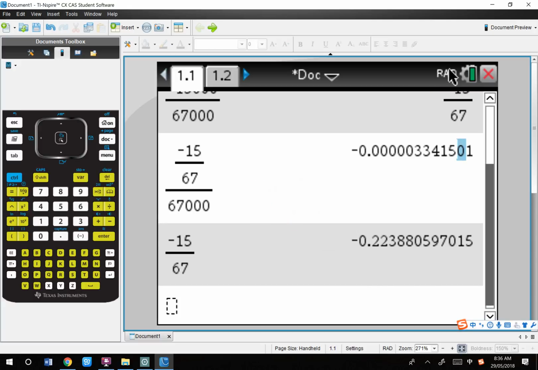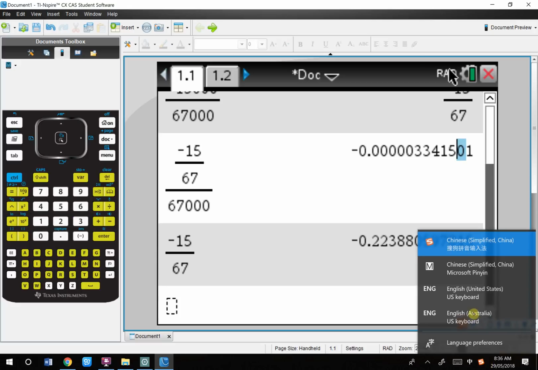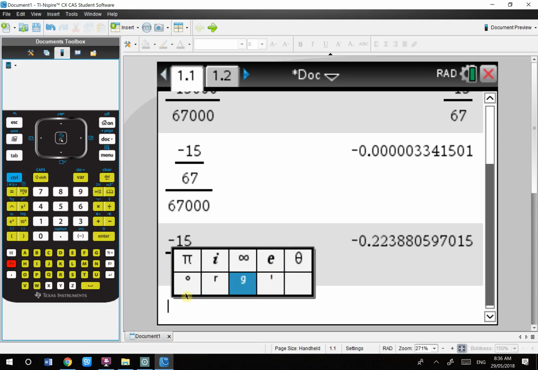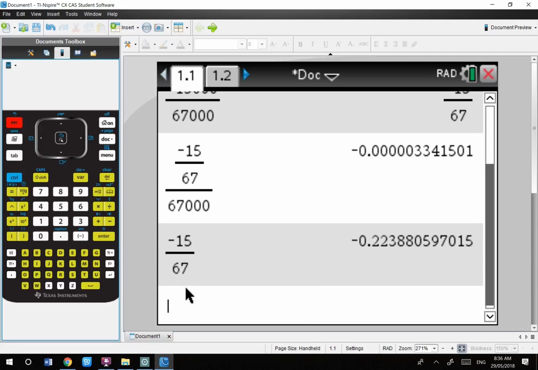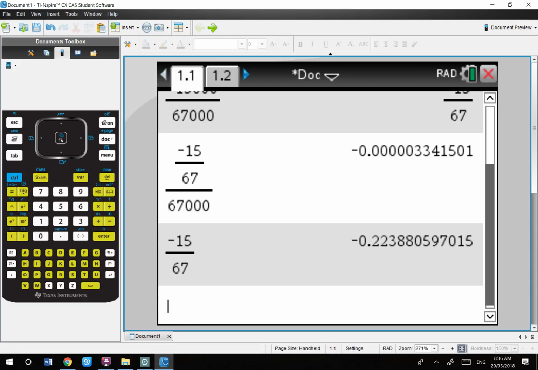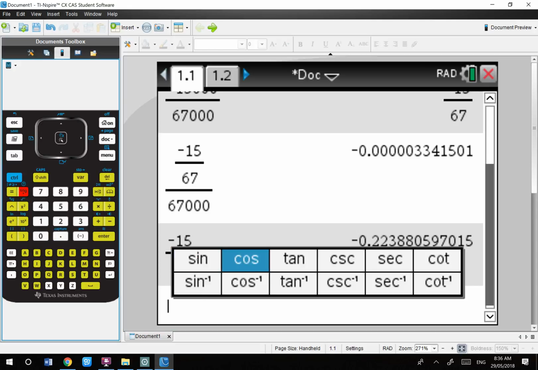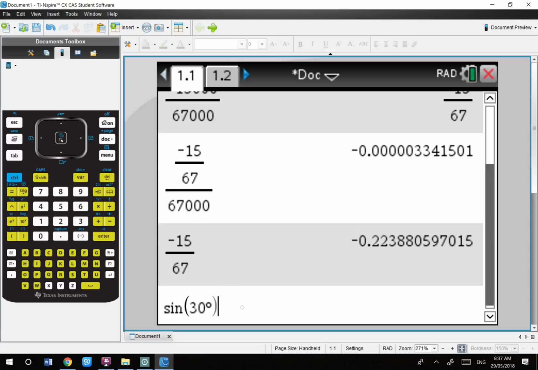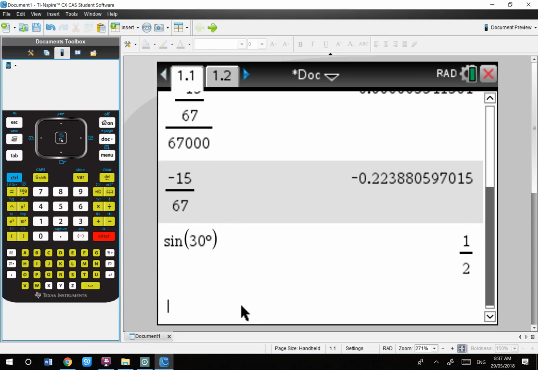Like 99% of the questions will use radian form. So if, for example, you see something in degree, you can get the degree button from the pi. See the degree button here? For example, I want sine 30 degrees, but it's in your radian form. If you type nothing here, that will be 30 radian, not degree. But if you go for pi and type the degree here, that will give you a half.